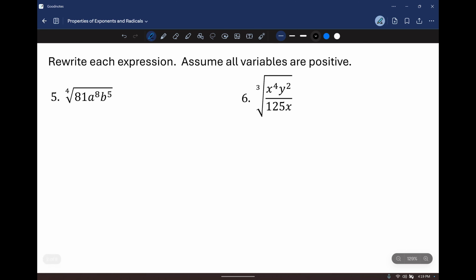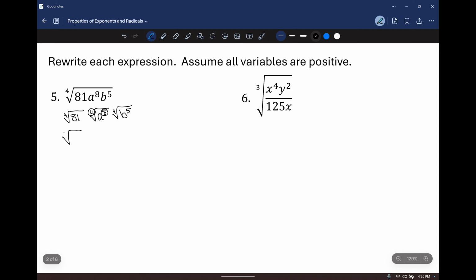All right, we're going to assume that all of the variables are positive on these, and we're going to do each little individual part separately. So I'm going to think of this as the 4th root of 81, the 4th root of a to the 8th, and the 4th root of b to the 5th. Now, 81 is a perfect 4th root, so I don't need to do a factor tree for that. A to the 8th is also a perfect 4th root because I know that 8 will divide by 4. And then I have b to the 5th.